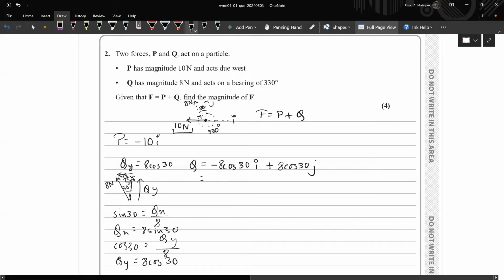QY is 8 cos 30. Okay, yeah, this is going to be 8 sine 30, my bad. So this is going to be minus 4I, and 8 cos 30 is 4 root 3. So we have found the vector forms of P and Q.